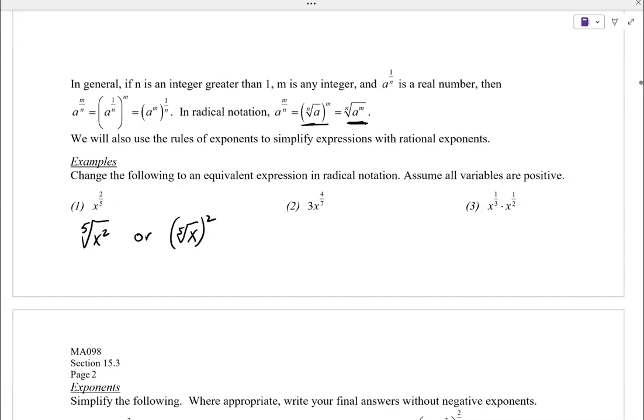Okay, so then for the second one here, first off, does this power right here apply to the 3? Is that on the 3 or just the x? Just the x, right? So when we rewrite this, we don't want to rewrite the 3 under the radical at all. The 3 is all by itself. Okay? How do we rewrite the second piece?